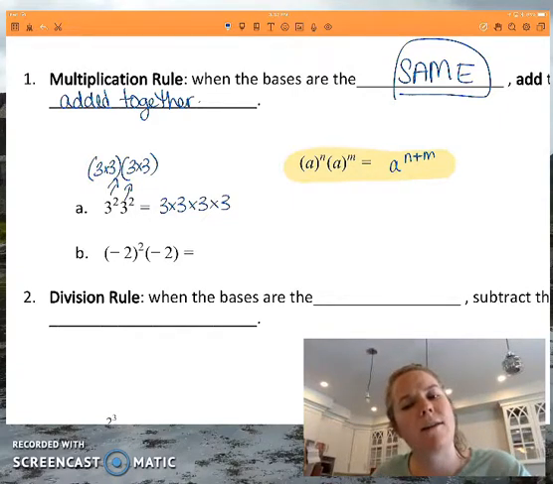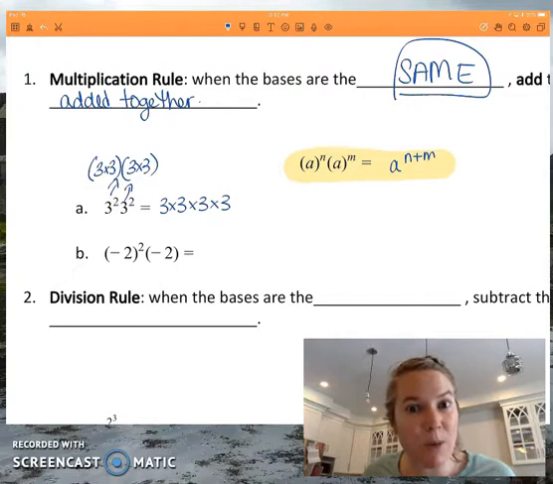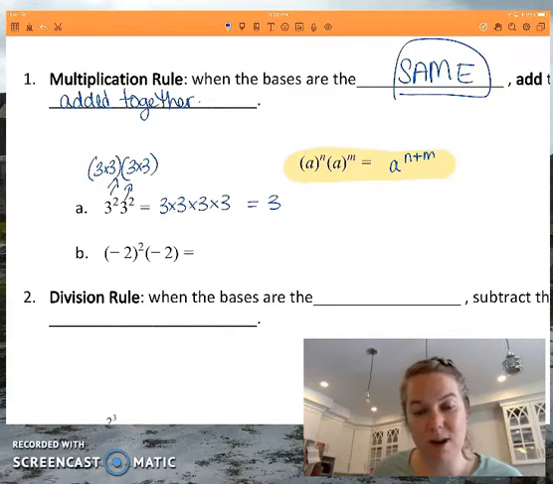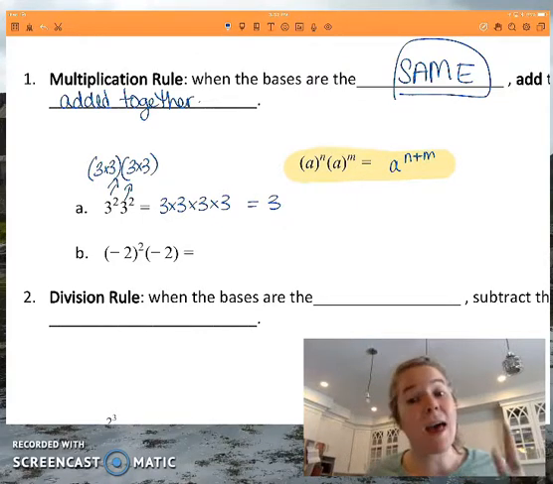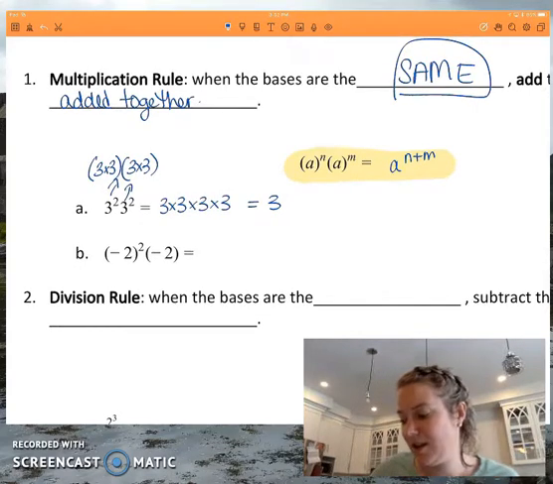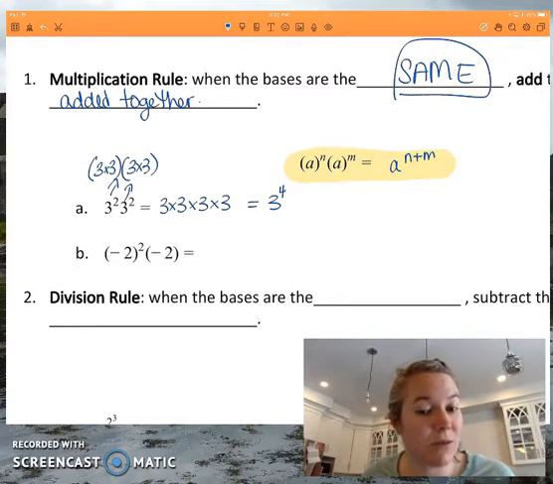But hold on. When you multiply something together multiple times, that's what an exponent is. How many times am I multiplying it together? So the base in this case is 3, right? Because that's what we're multiplying together. And how many times are we multiplying it together? We're multiplying it together 4 times. So the answer is 3 to the exponent 4, which is the same as 3 to the 2 plus 2. So it follows the rule.